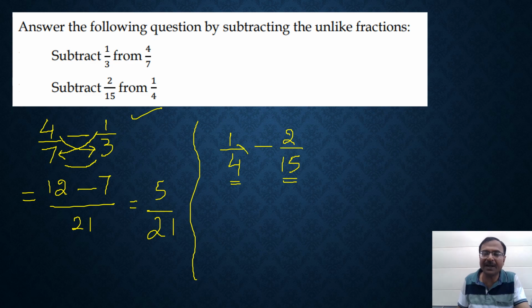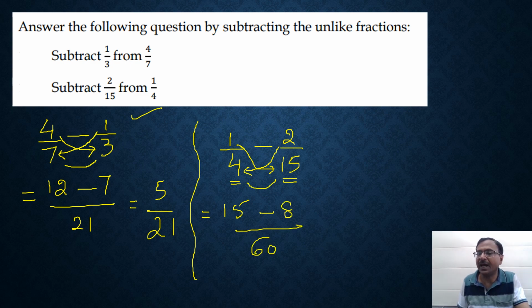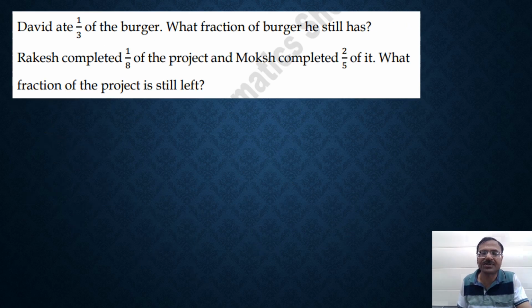So use the butterfly method again. 1 times 15 is 15, and 2 times 4 is 8, and in the denominator 4 times 15 is 60. So the answer for the question, 15 minus 8, is 7 upon 60. See, the answer can be obtained within no time, and that's what makes the students smarter. Let's see some more questions.